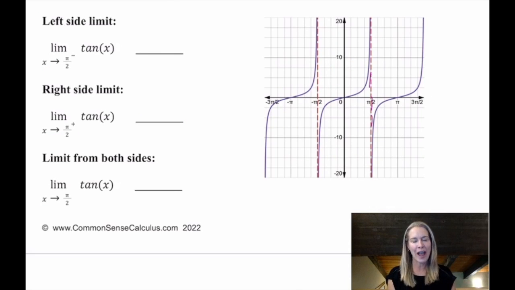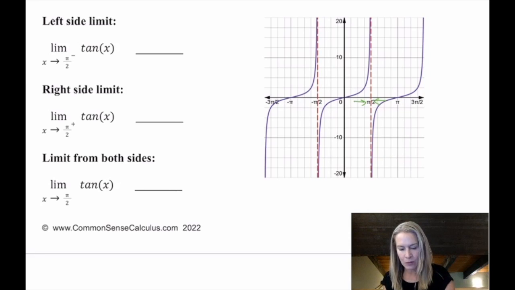Next, let's take a look at the graph of y equals tangent x. I've got the limit from the left, limit from the right, and limit from both sides. And in each case, x is approaching pi over 2. And of course, as x approaches pi over 2 from either side, you'll see that we are approaching a vertical asymptote. Okay, so from the left, where is the graph heading? That's the real question to ask yourself.